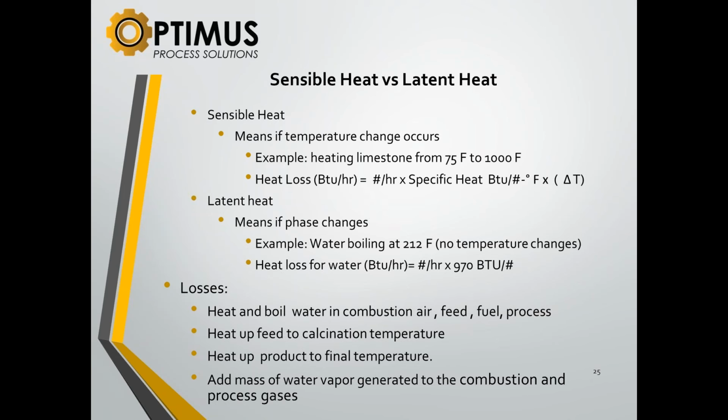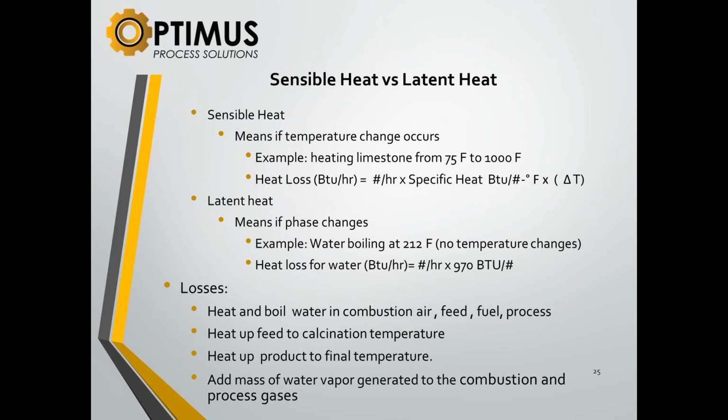That's pretty well information that's available on the internet or wherever you want to go. So you just take the specific heat times the mass flow times the temperature difference, and that gives you the heat loss. Well, if we were heating limestone up from 75 to 1,000 degrees, we can figure out what the heat loss is, right?